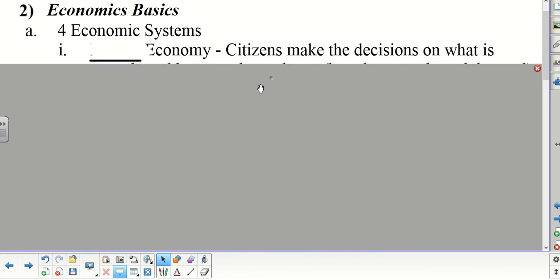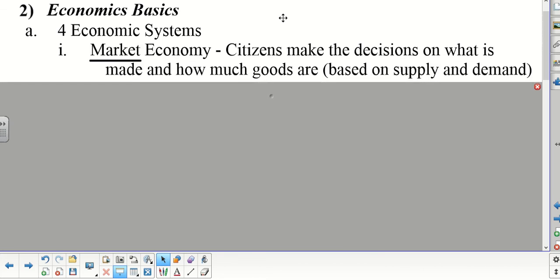Your second topic is economic basics. So let's take a peek at some economic concepts. You might remember some of these. Okay. And we'll even do a quick review of them when we're done. So we've got 4 major economic systems. And it's just a good idea to know these 4 because they come up and they might help us understand a little bit more about some of the history concepts.